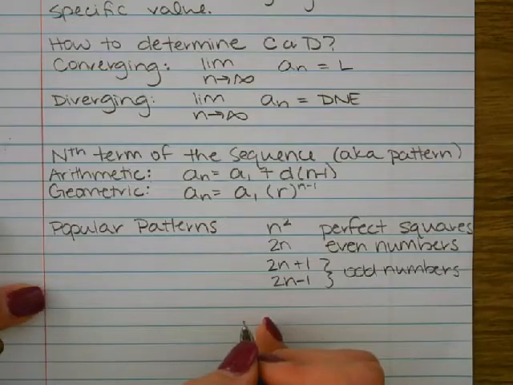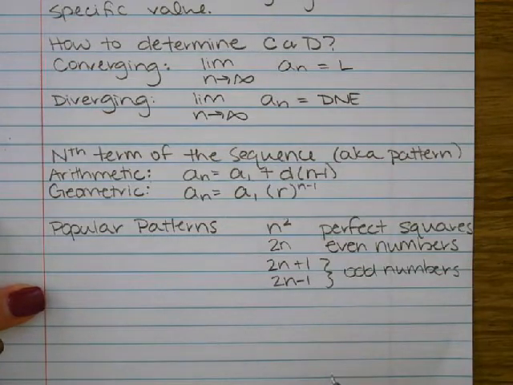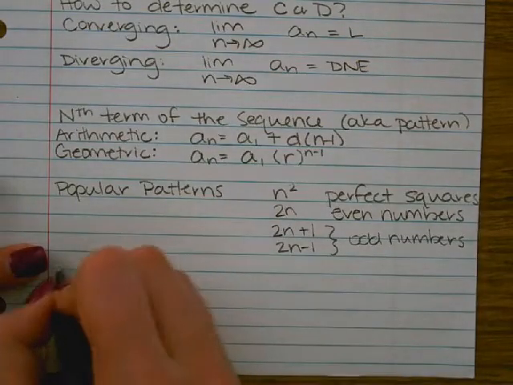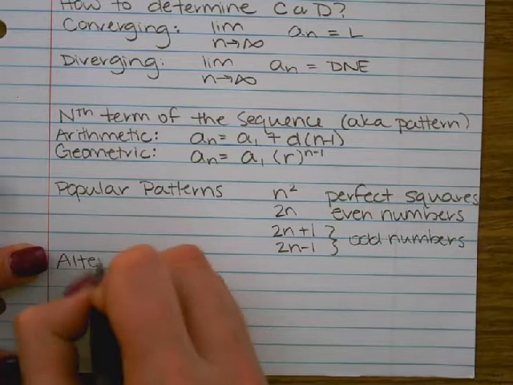And then in the patterns, if you want to alternate the signs, you want it to go positive, negative, positive, negative, positive, negative, the way to do that, there's 3 ways. They're all very similar.